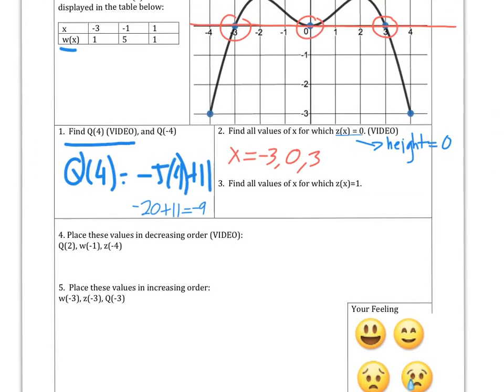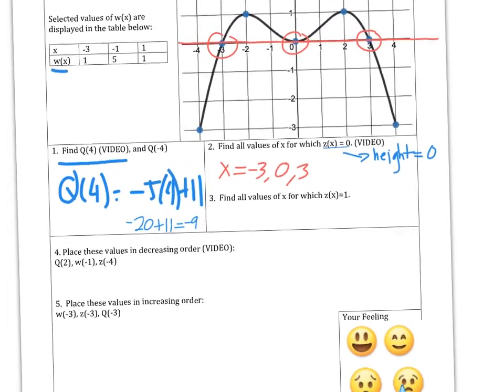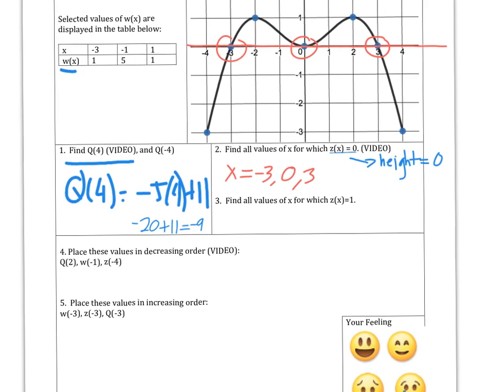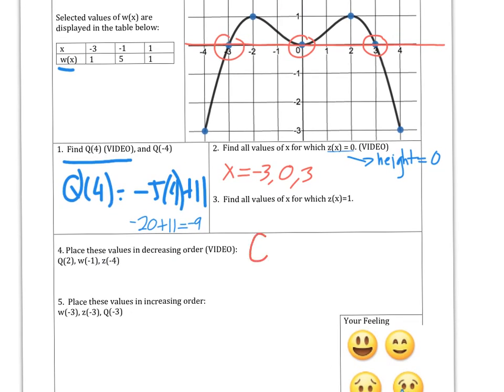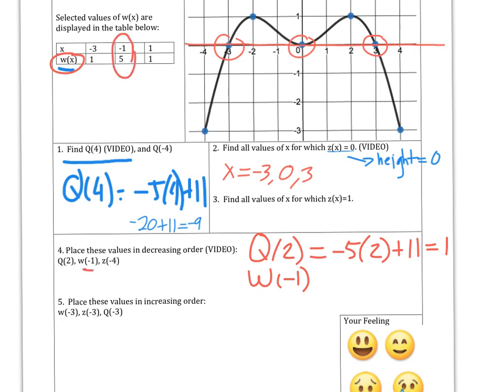For number 4, I've got to place these 3 things in decreasing order. So we're looking for q of 2. Q of 2 is going to be negative 5 times 2 plus 11, which comes out as 1. W of negative 1. This time I've got to use my table. Looking for where negative 1 is. Okay, that's in the x. That means that 5 is the y value.